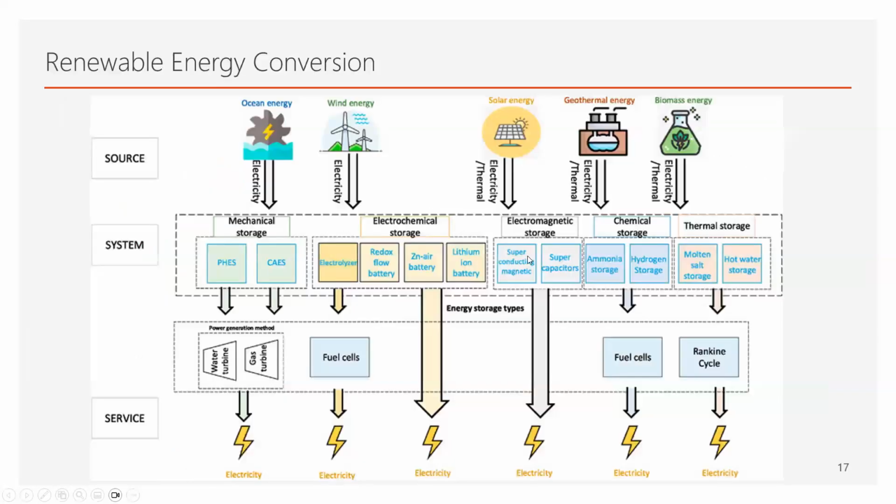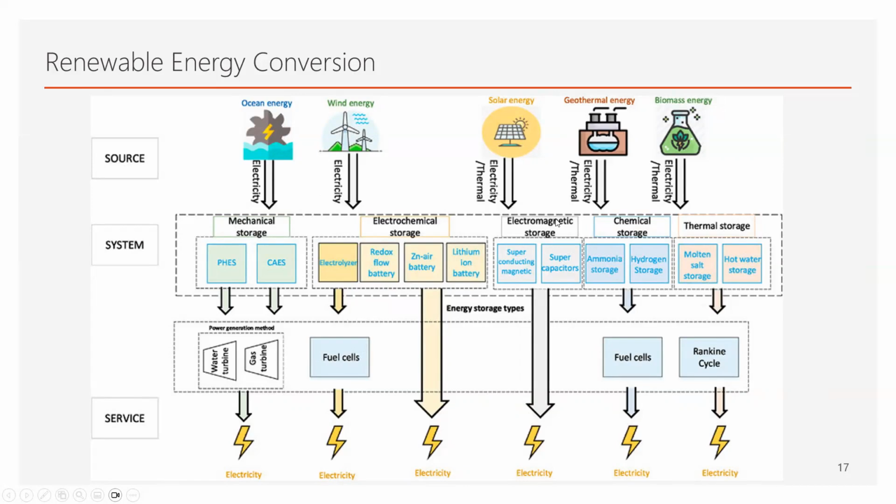Let's go to the next slide. In case of renewable energy, these are different sources, as we have talked about. We have seen a video of it. Ocean energy, which is also called tidal energy or hydroelectric energy, can be converted into electricity. Wind energy can be converted into electricity. Solar can also be converted into electricity, and thermal.